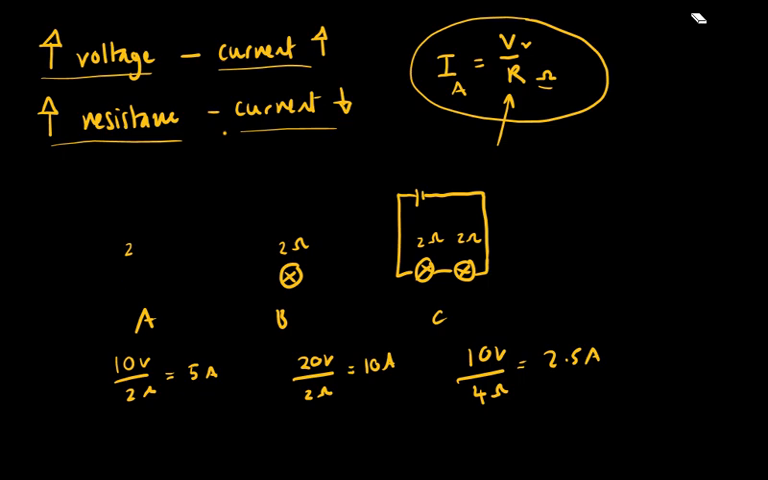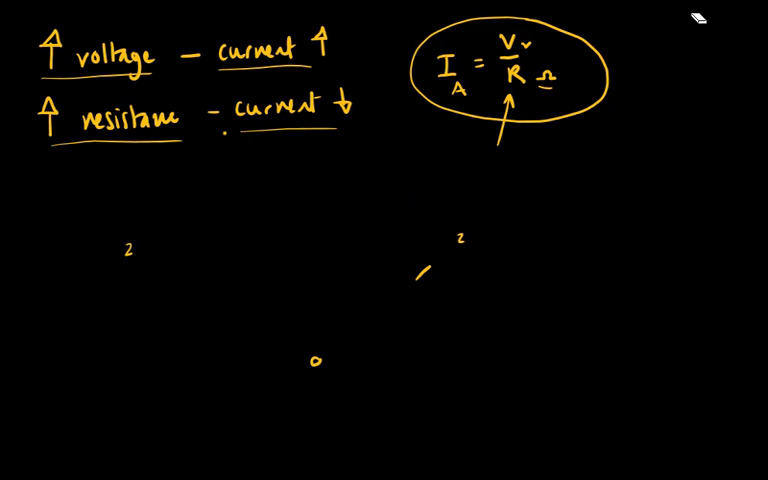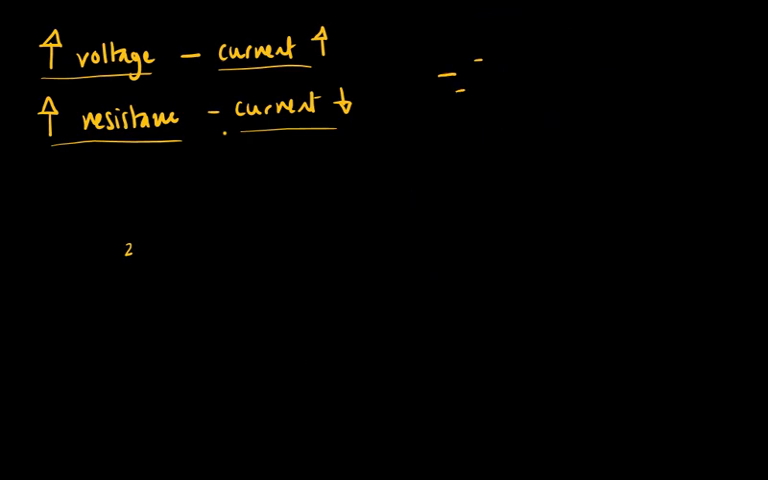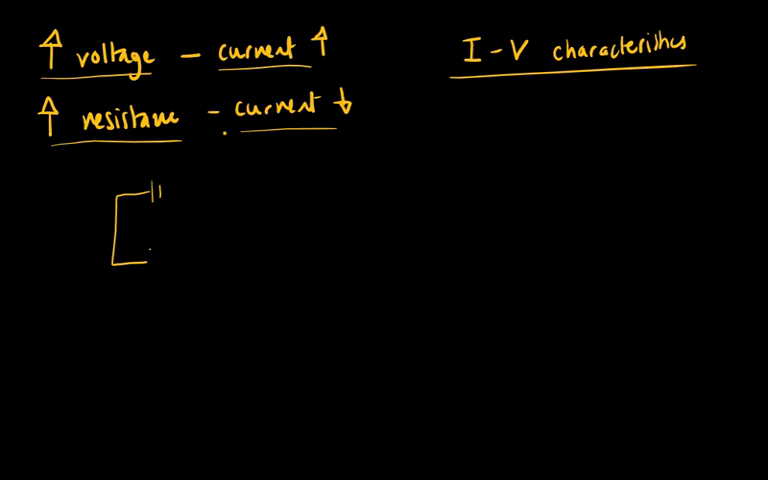Okay, so let's have a little bit of a think about how this relationship between voltage and current occurs. So there's a practical where we investigate what we call IV characteristics. And these IV characteristics are going to be using what we call a fixed resistor. So we are going to measure the current in a circuit as we increase the voltage.